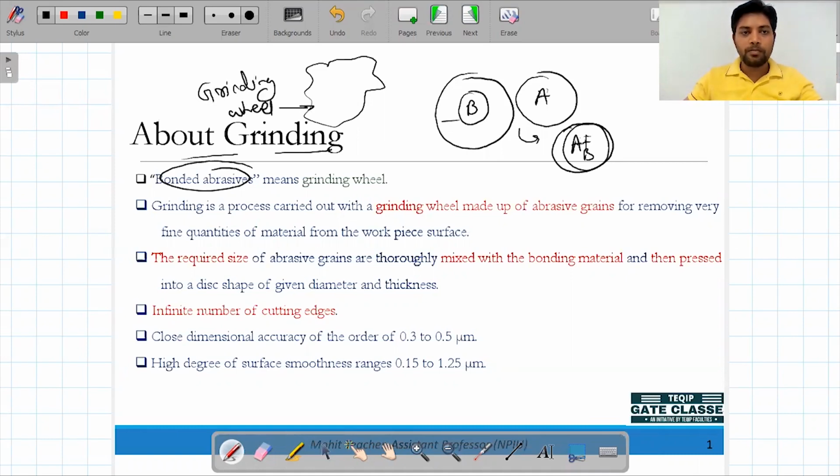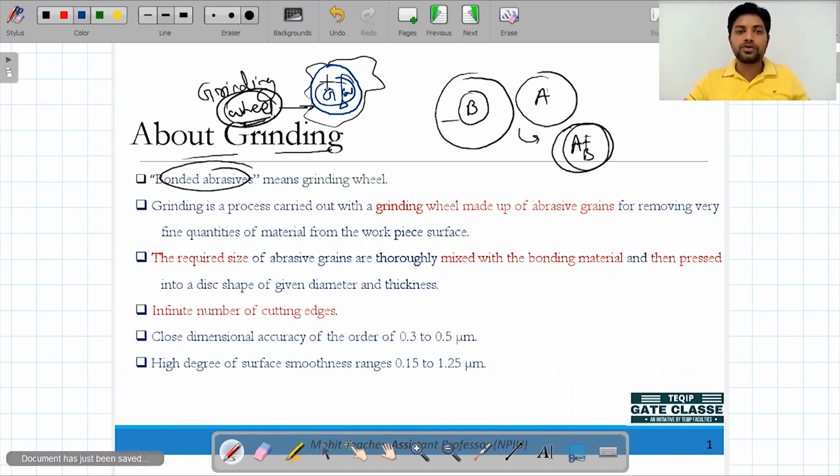But when we hear the word wheel, what comes to our mind is a circular periphery or a cylindrical portion. So whatever random shape we have, we take a circular part from it, cutting a circular section of the required shape and size, meaning thickness or diameter as needed. Now we call this a grinding wheel. By the way, that random portion was also a grinding wheel only. So a grinding wheel is nothing but a bonded abrasive.